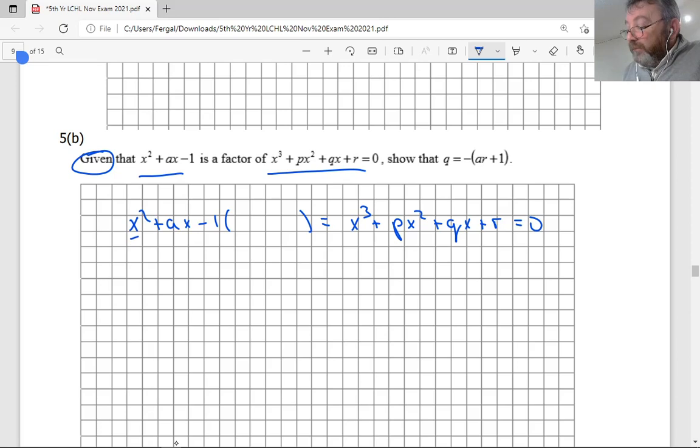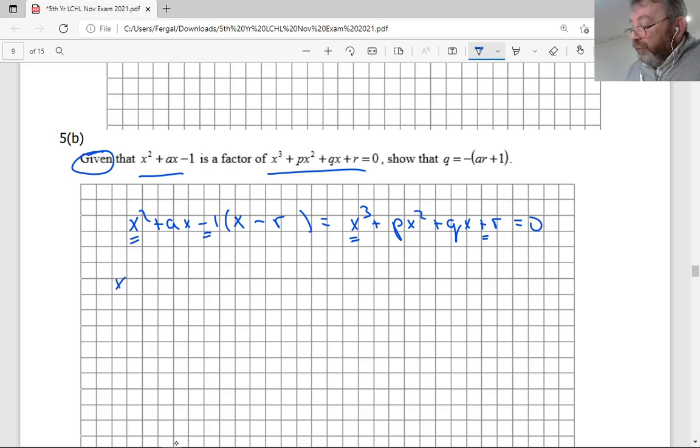So look at x squared. To get x squared up to x cubed, I've got to multiply it by x. To get minus 1 to plus r, what do I have to do? Well, I've got to multiply by minus r, because minus 1 by minus r is plus r. Okay, and they're the only two terms you need to look at. Now, let's multiply out these two quadratic and linear expressions.